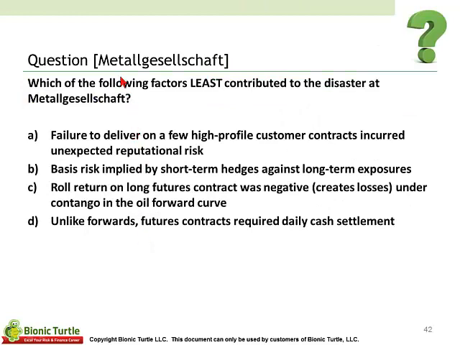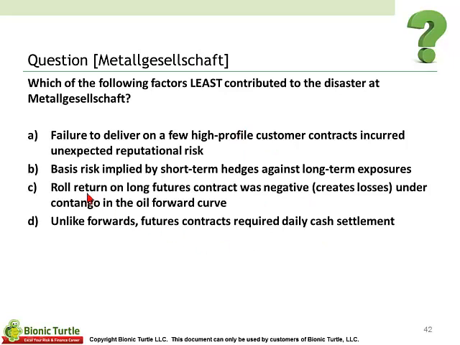And then a question I wrote: which of the following factors at least contributed to the disaster at Metallgesellschaft? A, failure to deliver on a few high-profile customer contracts incurred unexpected reputational risk. B, basis risk implied by short-term hedges against long-term exposures. C, roll return on long futures contracts was negative under contango. And D, unlike forwards, futures contracts required daily cash settlement.